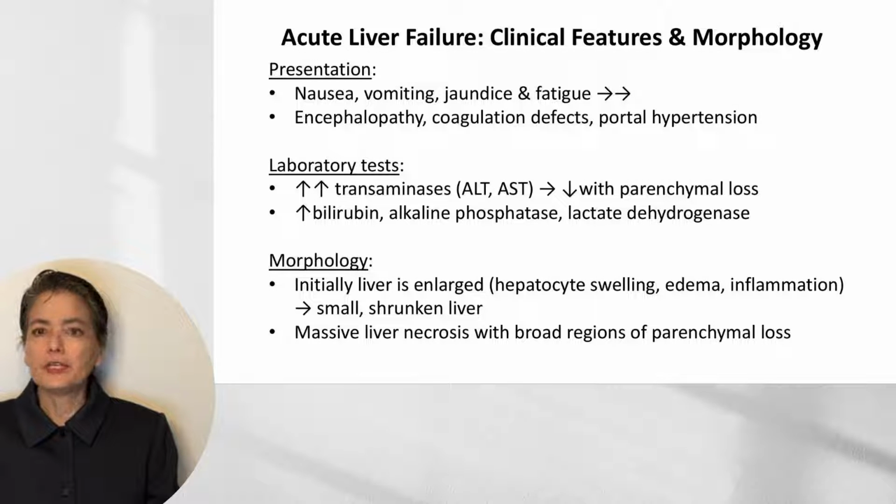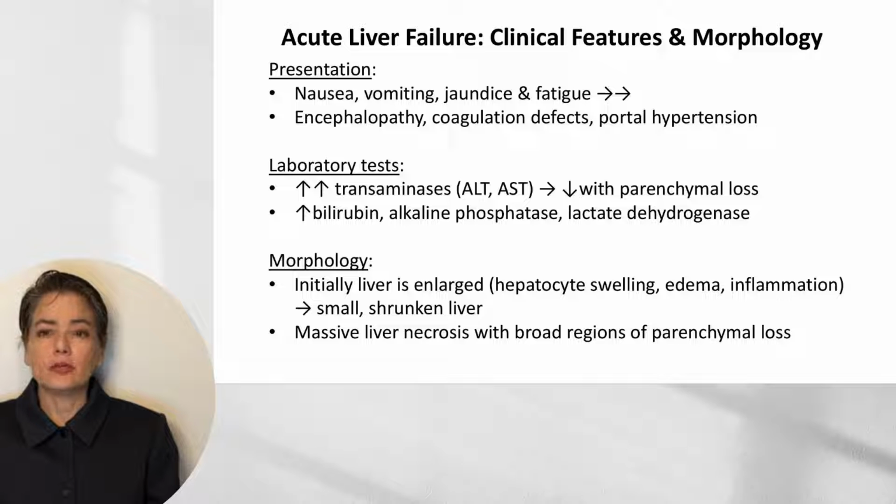The presentation of acute liver failure can be somewhat nonspecific with nausea, vomiting, and fatigue. However, jaundice is an indication that the liver is being damaged. With progression, we will get encephalopathy, coagulation defects, and portal hypertension. The laboratory tests that you'll be using to evaluate your patient will be your transaminases, so ALT and AST, which will be markedly elevated in acute liver failure.